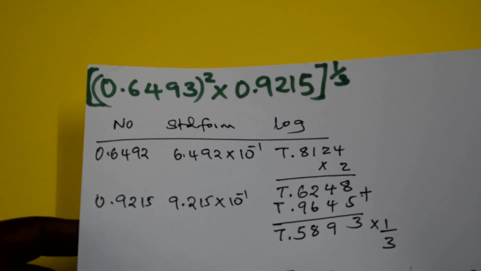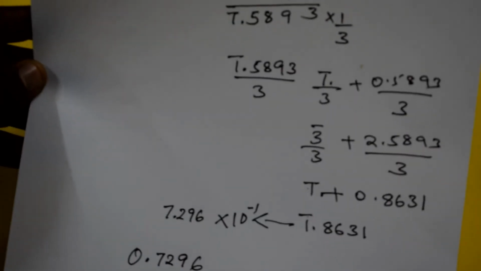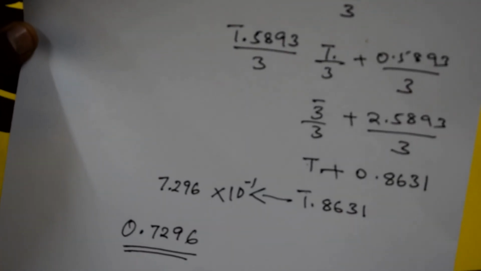So when you square, you multiply by 2. When you're getting the cube root, we divide by 3. So the solution can easily be followed, and we get the answer as 0.7296.